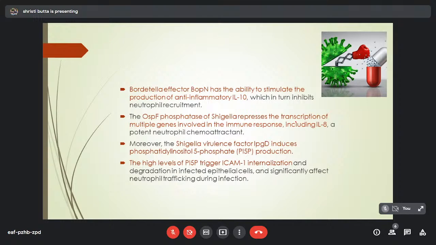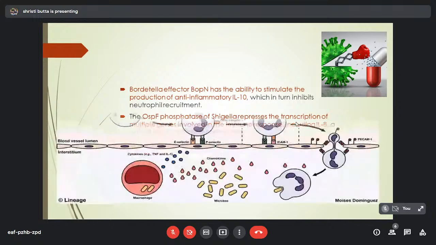High levels of PI5P, that is the phosphatidylinositol 5-phosphate, triggers ICAM1 internalization. Remember the ICAM1 that was expressed on the surface of the endothelium, that was implicated in the tight binding of firm adhesion. Okay, so if that is internalized, then what happens? Internalized and degraded, and therefore that affects the neutrophil traffic during infections.